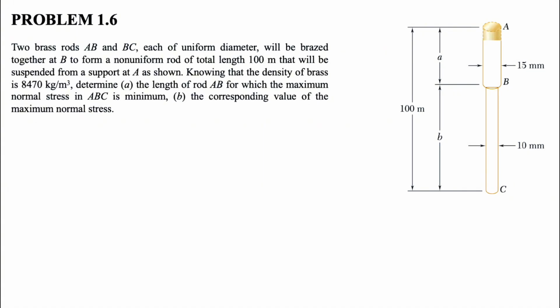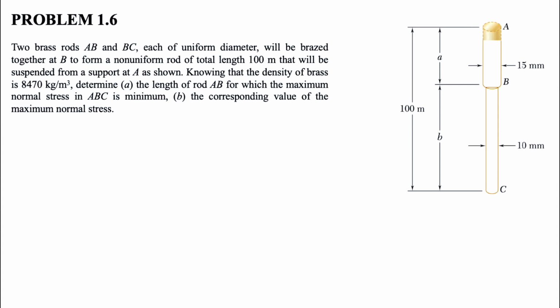Okay, welcome back guys. We're going to be solving question 6 from the first chapter of the Johnston textbook, Mechanics of Materials. In this question we have two brass rods, AB and BC, with uniform diameter that are brazed together at point B to form a non-uniform rod of total length 100 meters that will be suspended from a support at point A.